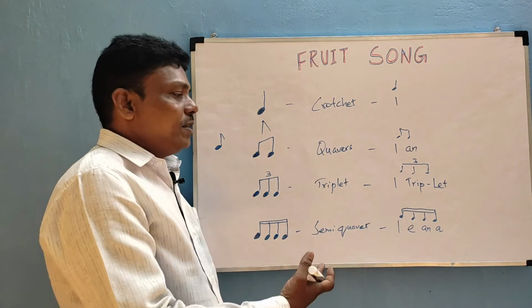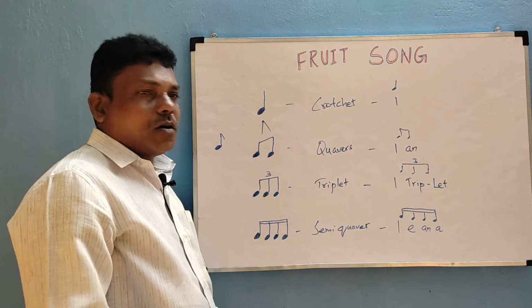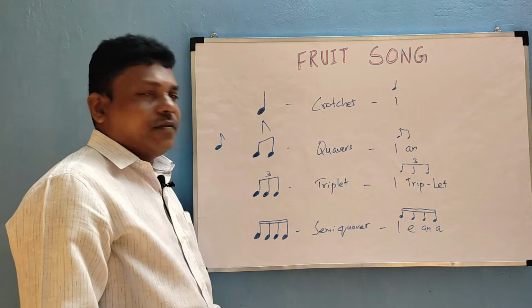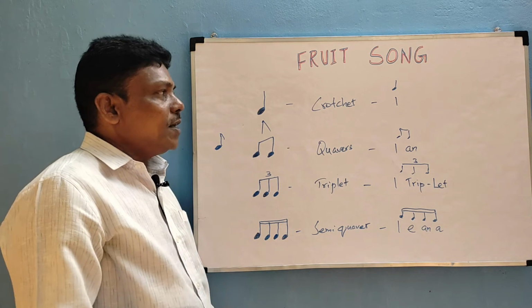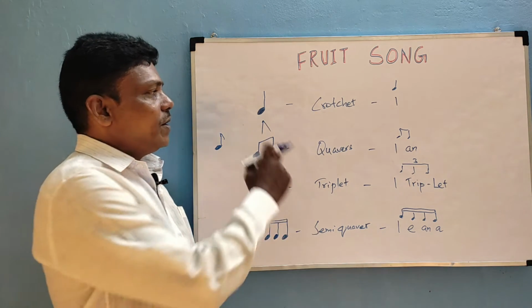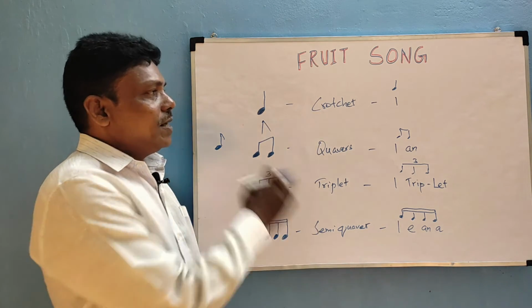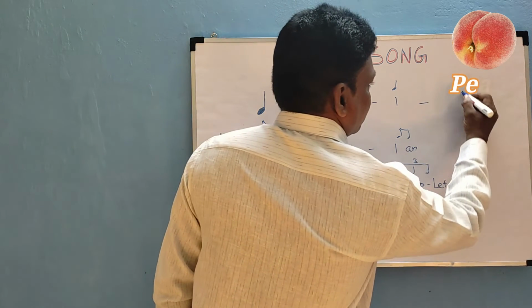So if you understand, this will be easy. For the few people who are not understanding or still feel uncomfortable, now we are going to apply a new technique. We are going to use fruit names. So whenever you get a crotchet beat, just think of the fruit name peach.